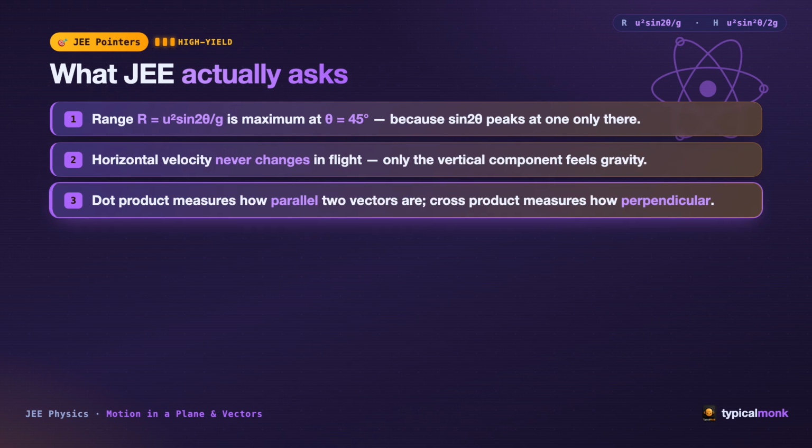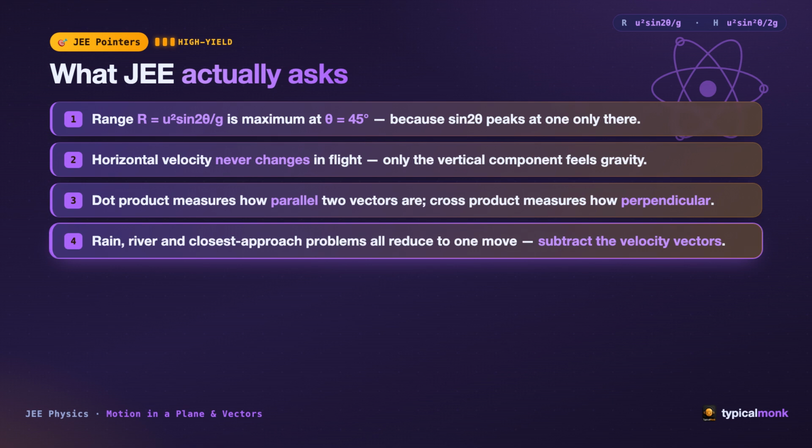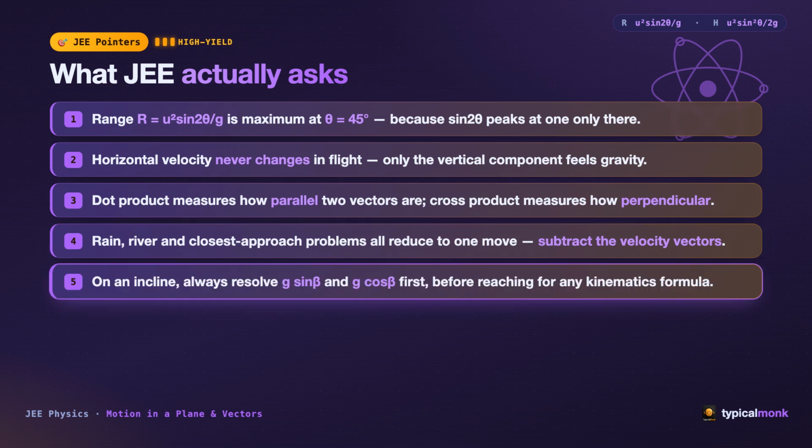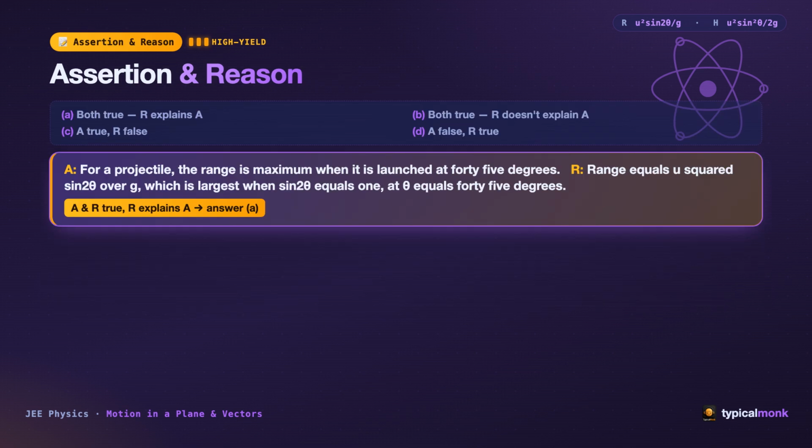3. The dot product tells you how parallel 2 vectors are. The cross product tells you how perpendicular they are. 4. Rain, river, and closest approach problems are all the same trick in disguise. Subtract the velocity vectors. 5. On an incline, resolve gravity into its part along the slope and its part perpendicular to it before touching any kinematics formula. Let us drill the G way.